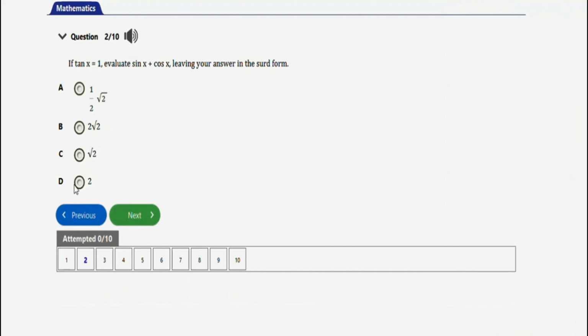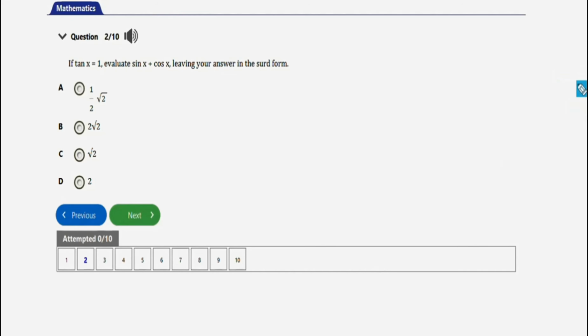It says if tan x equals 1, evaluate sine x plus cos x, leaving your answer in the short form. So guys, for this question, if you want to make x the subject of the formula here, you're going to find the tan inverse of 1. Okay, so that's what it entails. Let me show you how I'm going to do it manually.